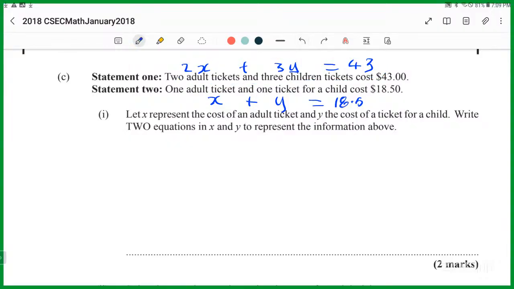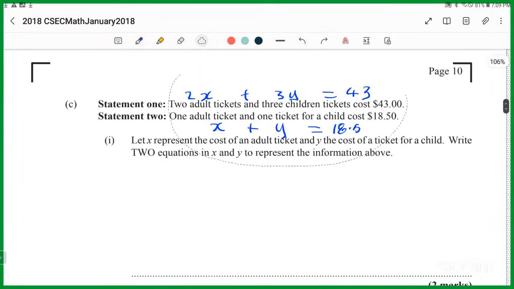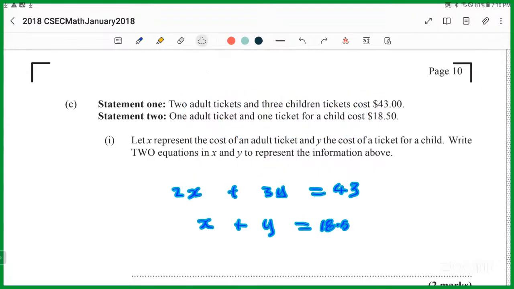Writing a statement in equation form. Let X represent the cost of an adult ticket and Y represent the cost of a child ticket. Write two equations. See them here? These are the two equations. I can even just copy these down right now. These are your two equations that I want.